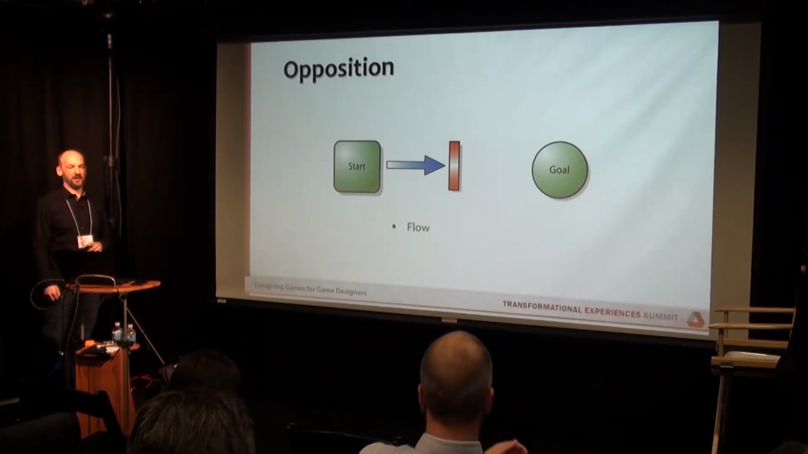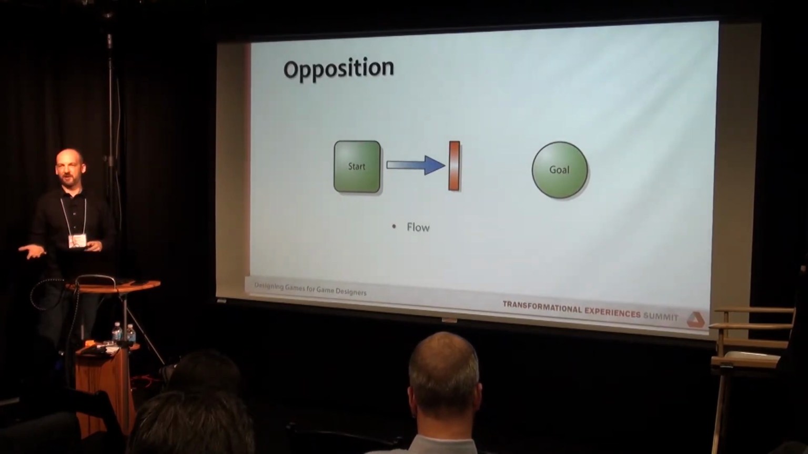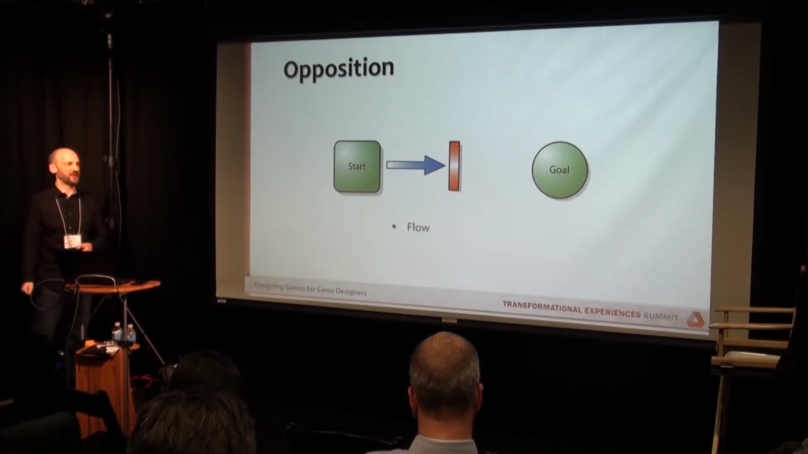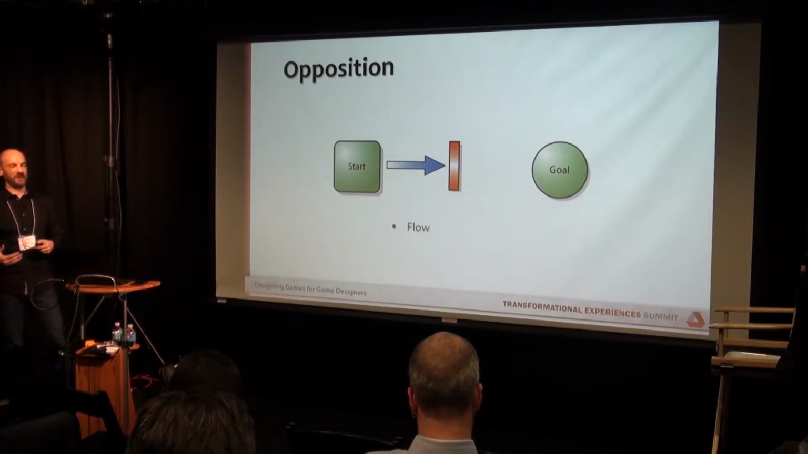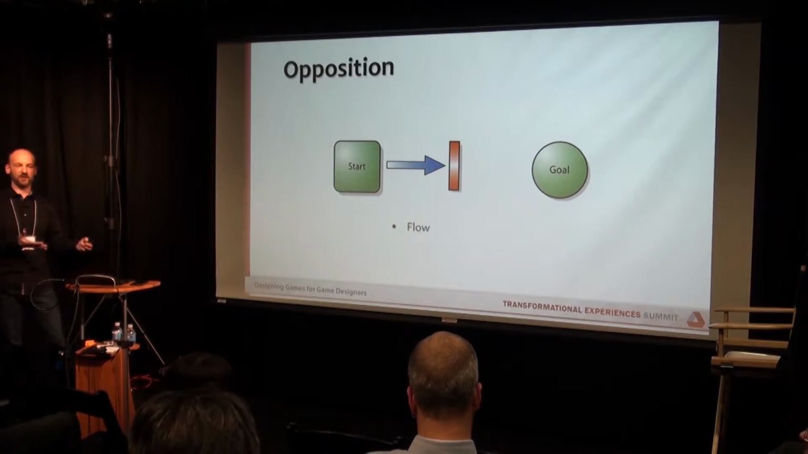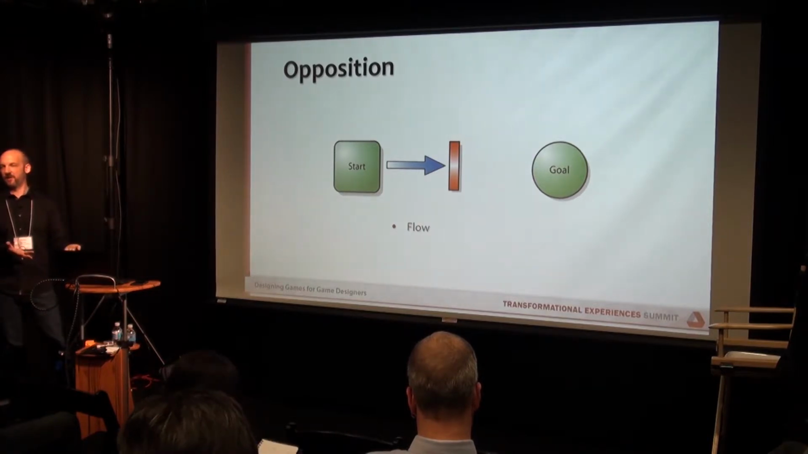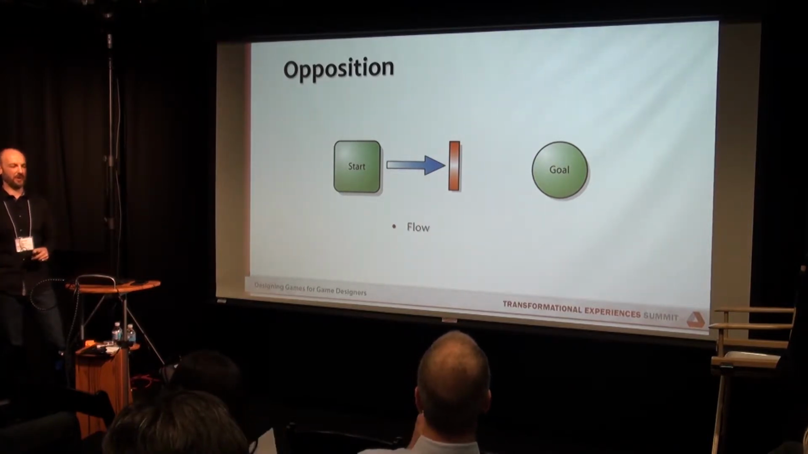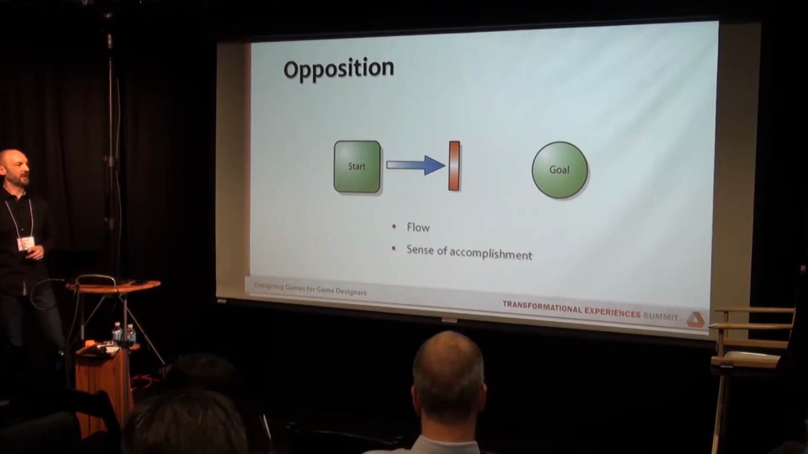All right, the next part here is opposition. Of course, if you just immediately get to the goal, what's the point? So we put something in the way. The idea of flow: if it's too hard, you won't play it because you'll be frustrated. If it's too easy, you won't play it because you'll be bored. How do you tune that opposition?